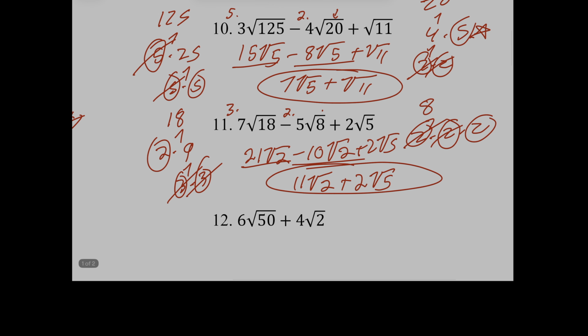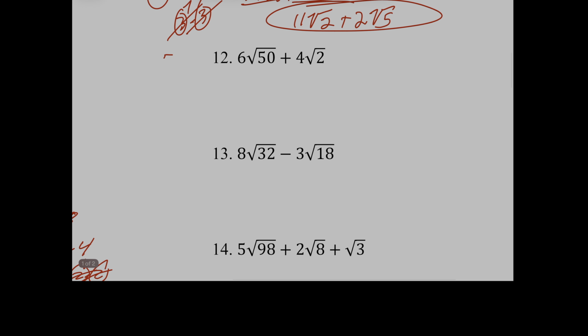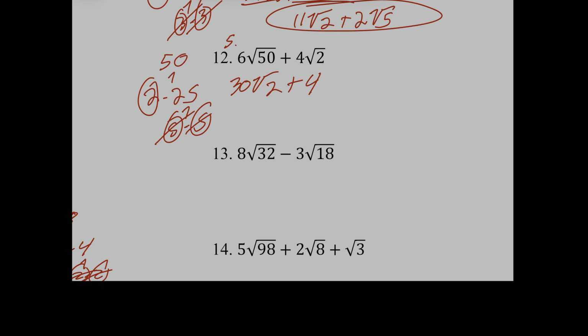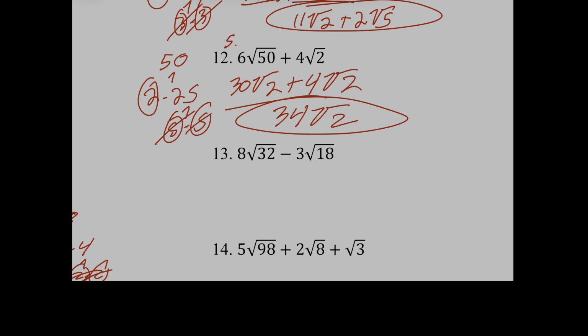And done. Number 12. 50 is 2 times 25, and that's going to become a 5 times 5. Now that I paired that up, look, I can pull one of them out. I'm going to be left with 30 root 2 plus 4 root 2 is 34 root 2. Okay, let's keep going.